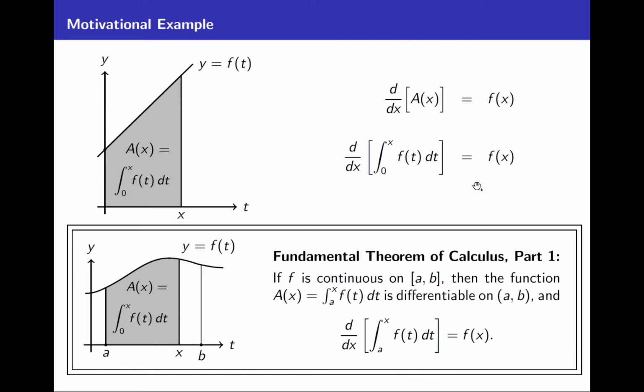So it's saying exactly what we determined up here, but for any general function f. The way to look at this fundamental theorem of calculus part 1 is to think about the picture that echoes the motivational example that we had. You've got a function y equals f of t that's defined on the interval from a to b. And x is just some value between a and b. It could be any value between a and b.